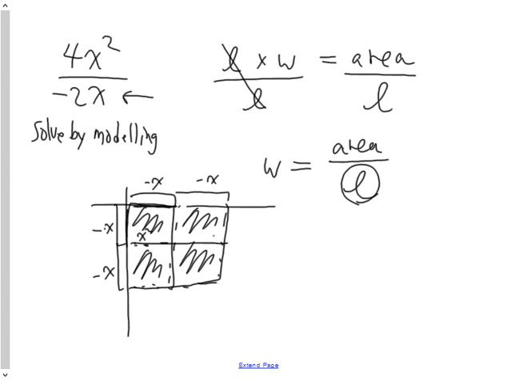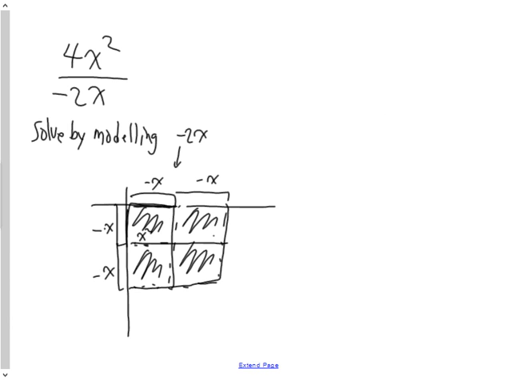So I've solved the missing side. This has to be negative 2x, which means the solution to our question, what is 4x squared divided by negative 2x? The solution would be, it's negative 2x. Okay? Does everyone kind of get that? The area model's harder. The hardest thing of the 4 questions is that question right there.